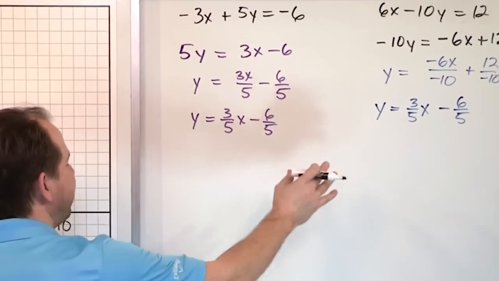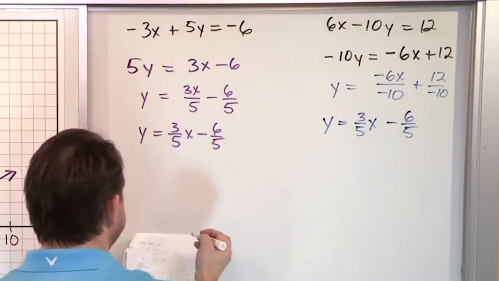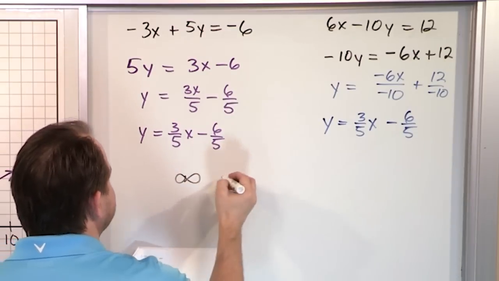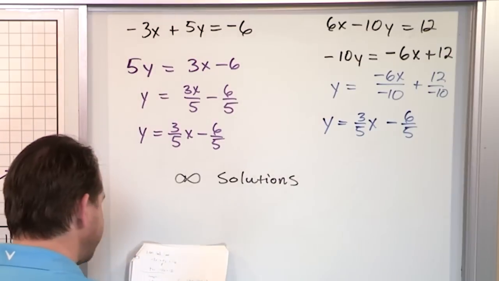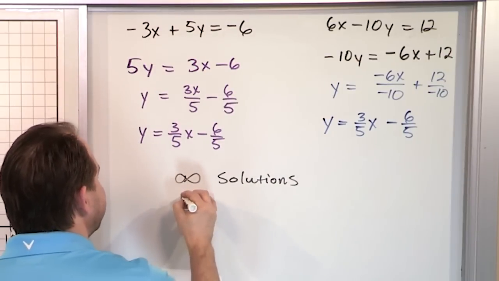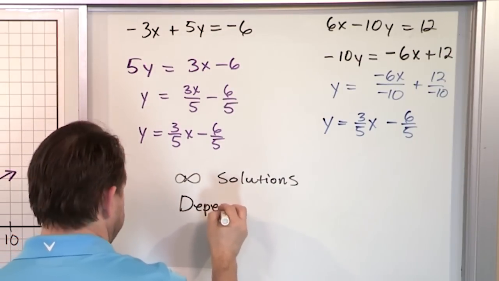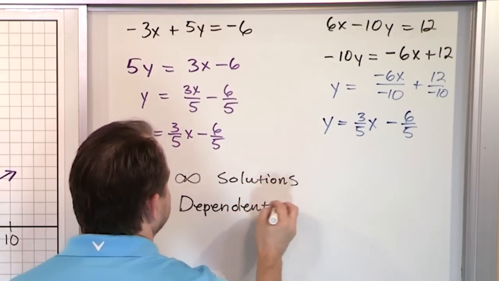So in this case, it's just a really weird out there case, but you have infinite solutions when they lie on top of each other. And this kind of system of equations is called a dependent system.